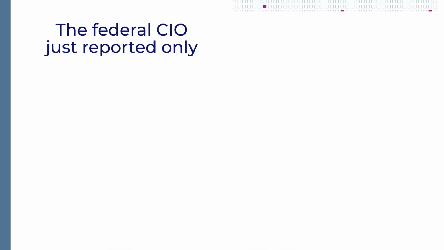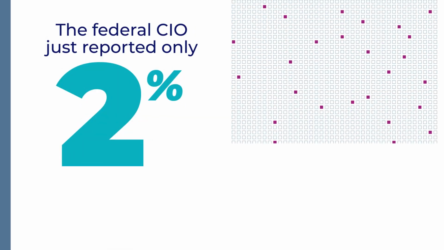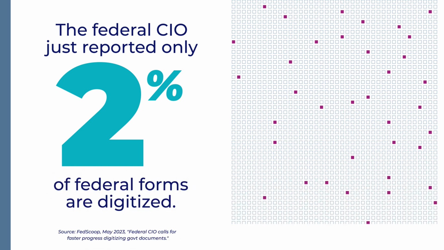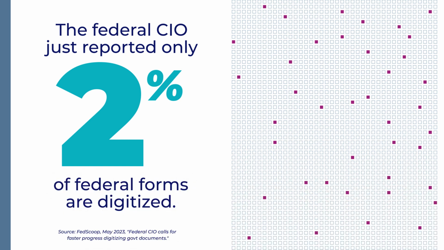Why does this matter for the government? That's a great question. So it's a huge challenge for the government right now. The federal CIO just came out and said that 2% of federal forms are digitized. 2%. So it's not enough at all. So that's costing them billions and millions of dollars per year. We need machine learning to make document understanding better.